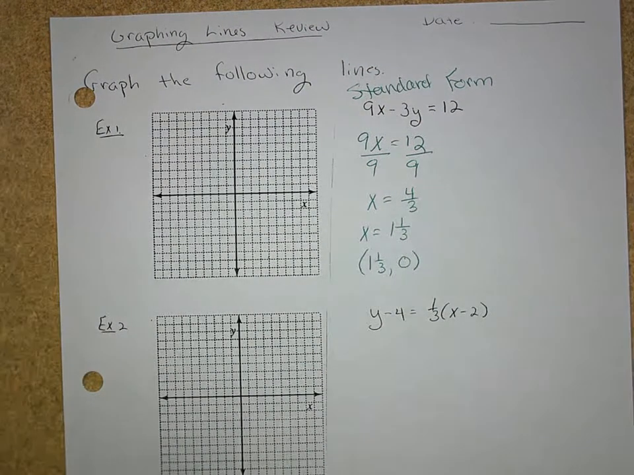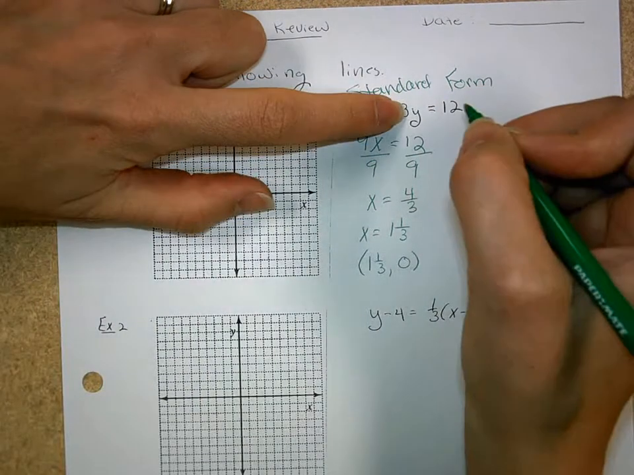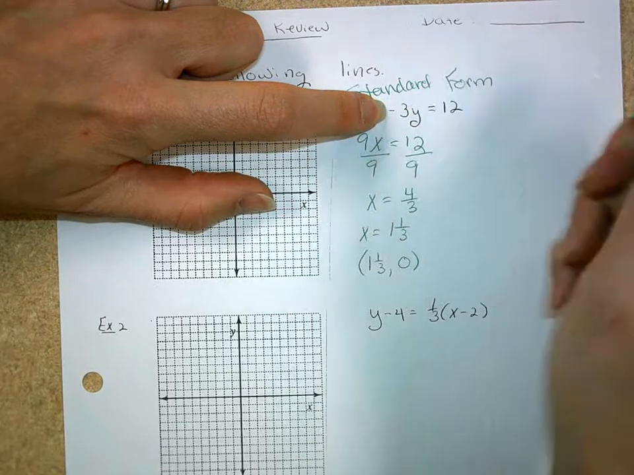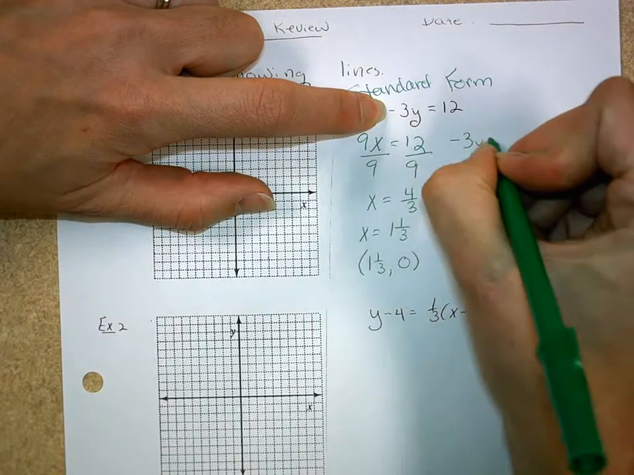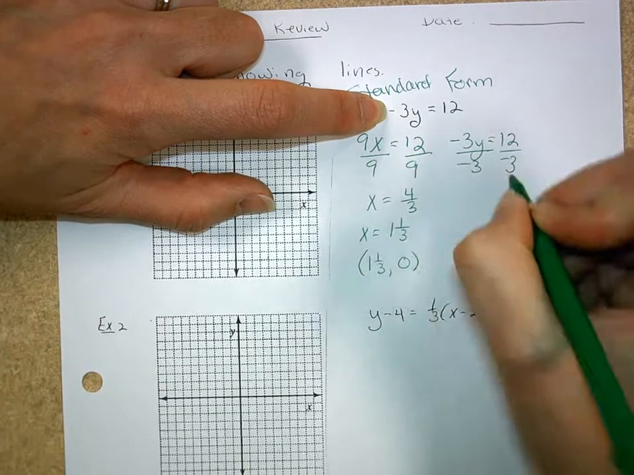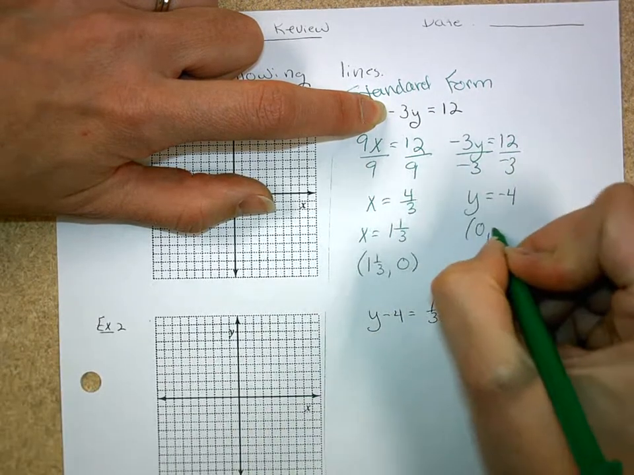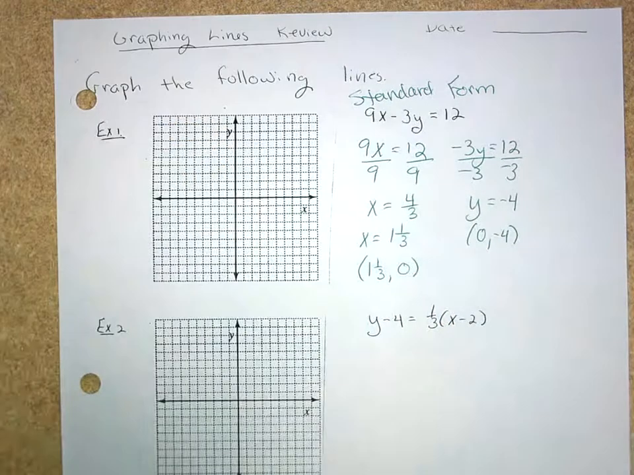It is okay. Now, if I do the next one, I'm looking for the y-intercept. Notice I make sure I don't cover up the subtraction sign. So again, negative 3y is equal to 12. Divide by negative 3. Divide by negative 3. Y equals negative 4. (0, negative 4). Now let's plot these.